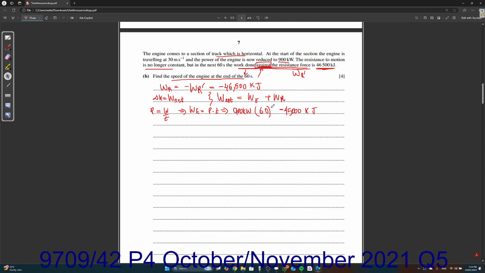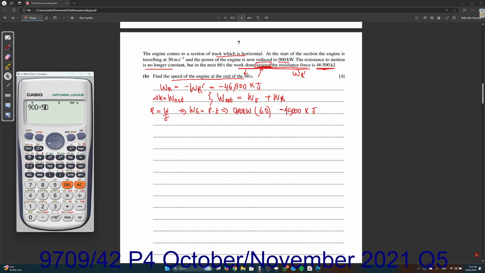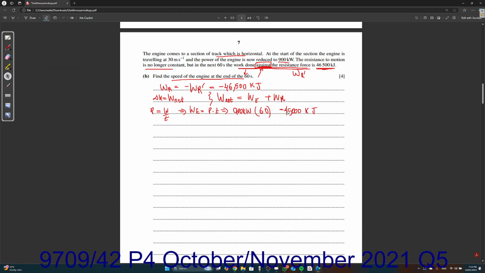So let's solve this now. 900 times, sorry, 60, not 50. I don't know why I did 50 by accident. So it's 54,000 kilojoules. Okay, so we know that it's 54,000 kilojoules work done by the engine. Work done by the resistance, we said it's negative 46,500. Work net, we said, is equal to delta K.